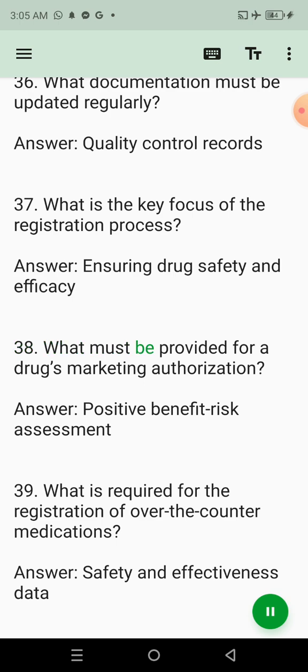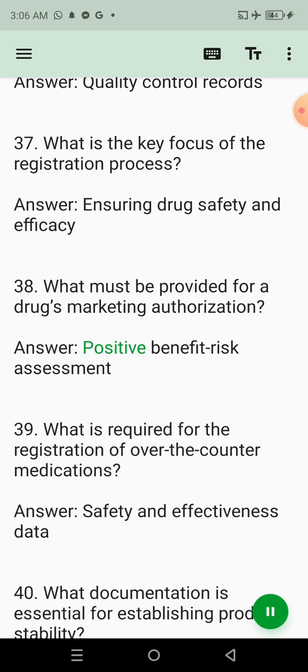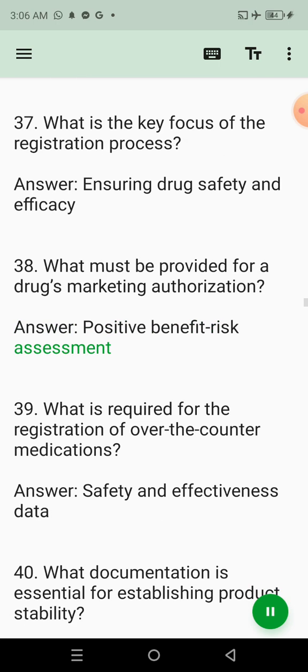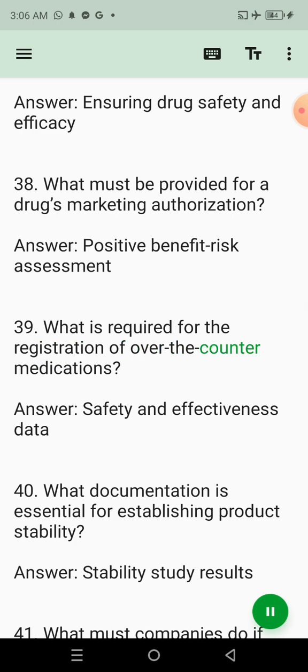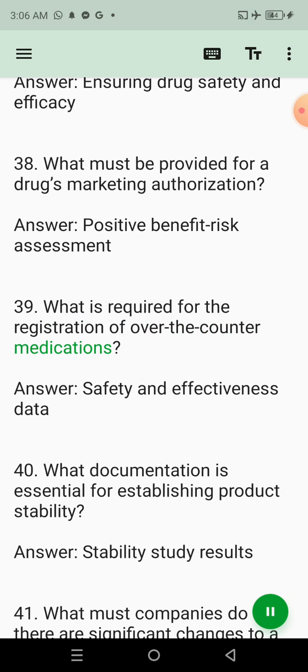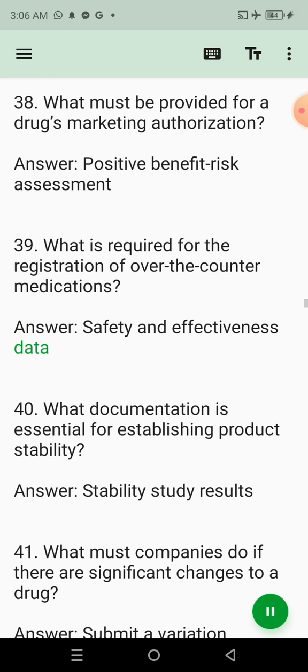38. What must be provided for a drug's marketing authorization? Answer: Positive benefit risk assessment. 39. What is required for the registration of over-the-counter medications? Answer: Safety and effectiveness data.